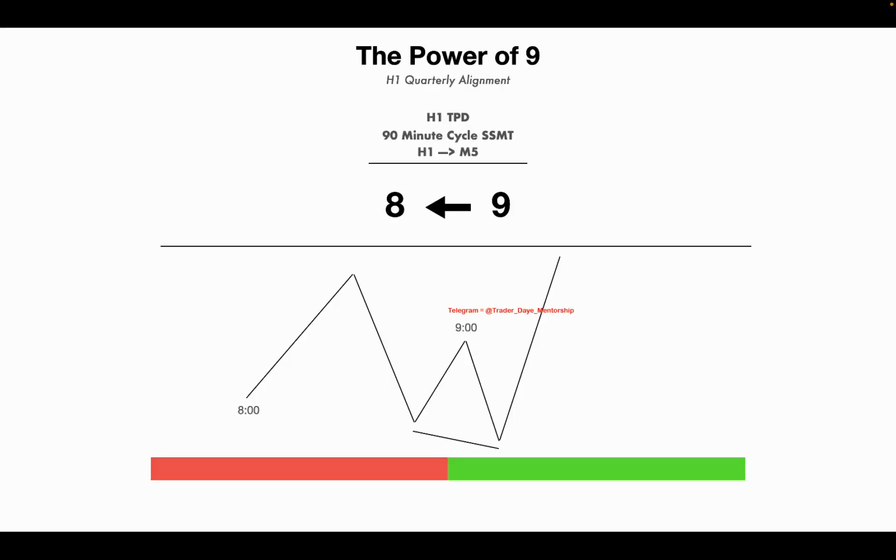All right, the power of none, hourly quarterly alignment. So if you have an hourly TPD on the 8 a.m. candle, you want to look for a 90-minute cycle sequential SMT during the 9 a.m. candle, looking back on the 8 a.m. candle.